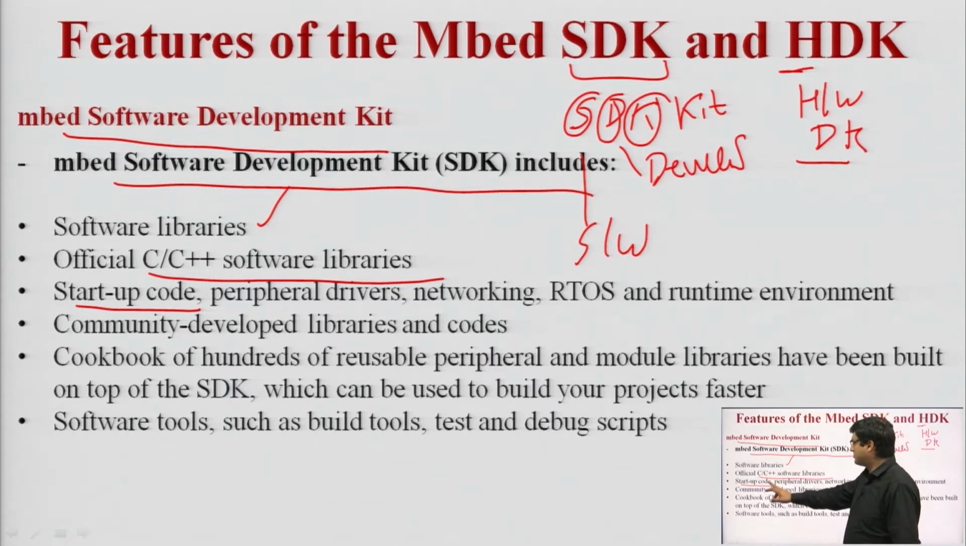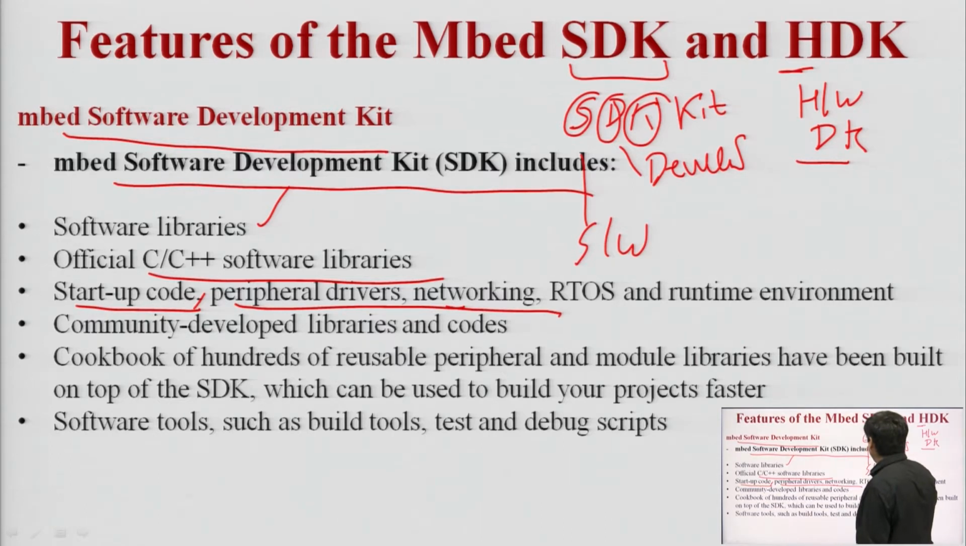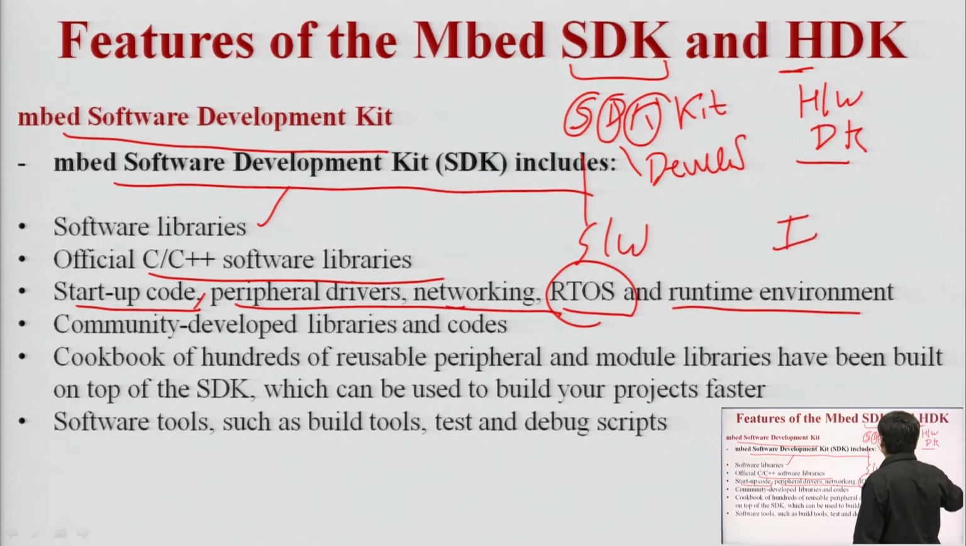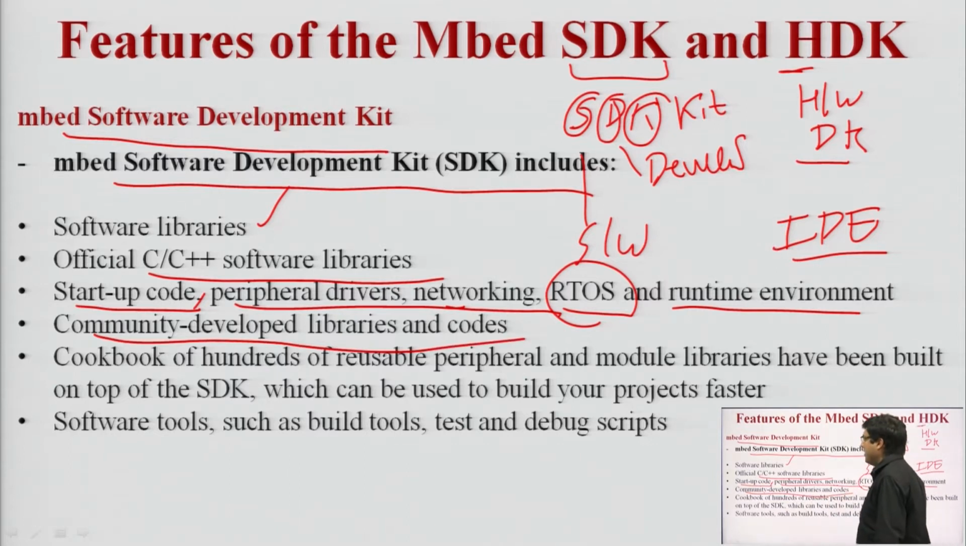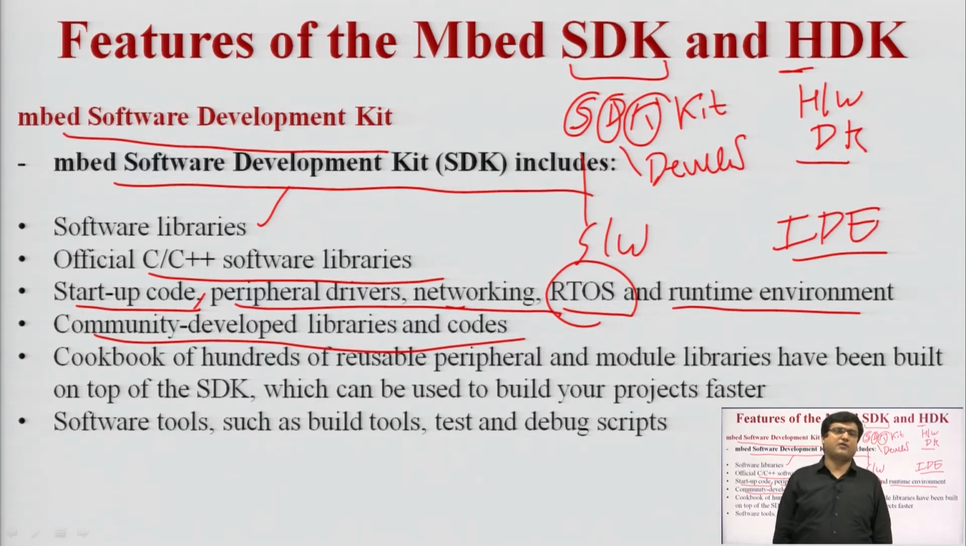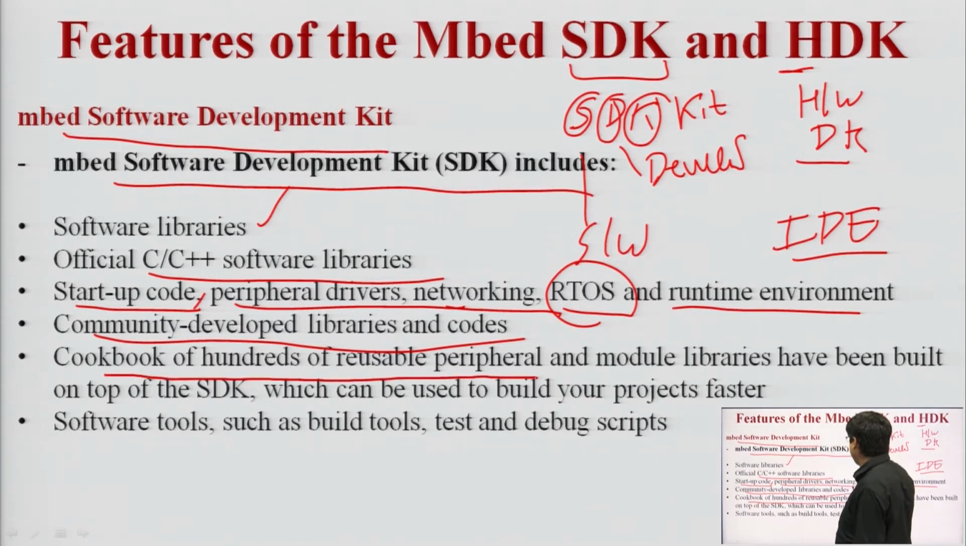So, it has some startup codes available, it has some peripheral drivers available, it has a networking unit. It has a real time operating system, we work only on the real time operating system. It has a runtime environment, it has an IDE, integrated development environment, under which all the things are available. It has community development libraries and codes also available there. We have a large number of libraries and codes that can be easily accessed by everyone. It has a cookbook of hundreds of reusable peripherals, input output units are available, and module libraries have been built on top of the SDK, which can be used to build your projects faster.